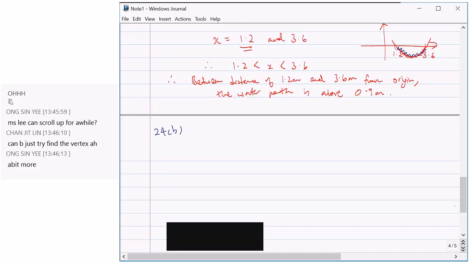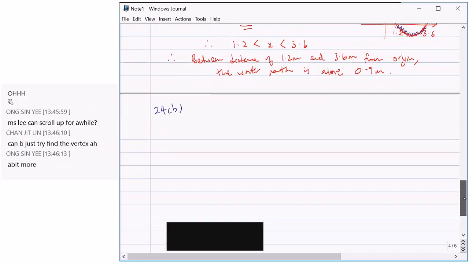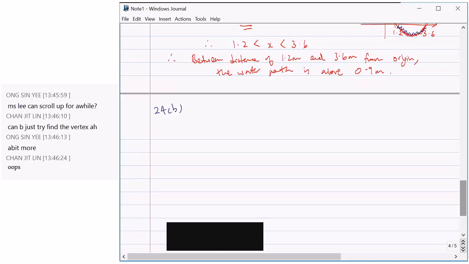Can we just try to find the vertex? Oh, what are you talking about, Jade? No, it's nothing to do with the vertex. This question is nothing to do with the vertex. The vertex is the highest point.